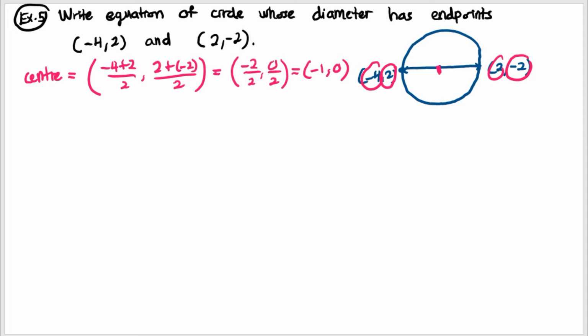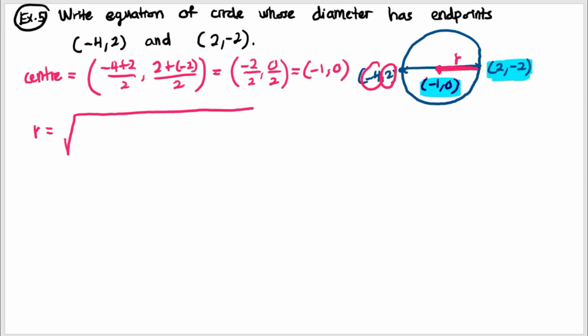Now we have (-1, 0) here, but do you know the radius? To find the radius, how do we find it? Recall the formula for distance. We want to find the distance from (-1, 0) to (2, -2). So r is given by the distance between these 2 points.